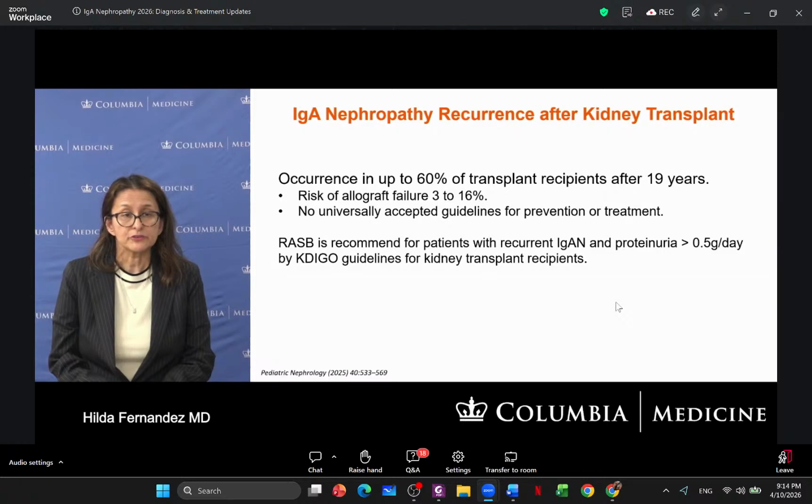Recurrence after kidney transplant occurs clinically. We know that in 60% of transplant patients, we're going to see a recurrence after 19 years. However, graft failure typically is low as a result of IgA nephropathy recurrence, up to 16%. There are, unfortunately, no universally accepted guidelines for prevention or treatment of recurrent IgA nephropathy. And RAS inhibition is the recommended choice for recurrent IgA nephropathy, especially if they have significant proteinuria.